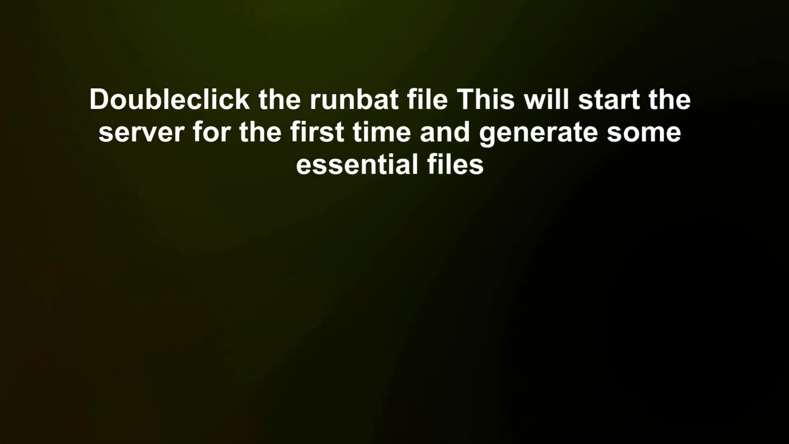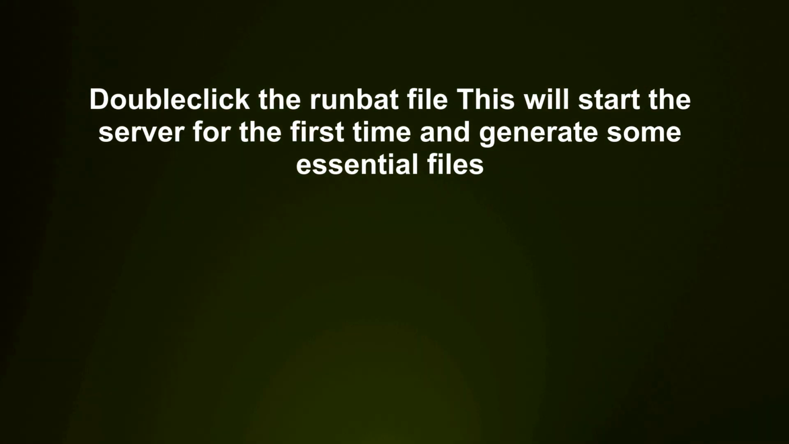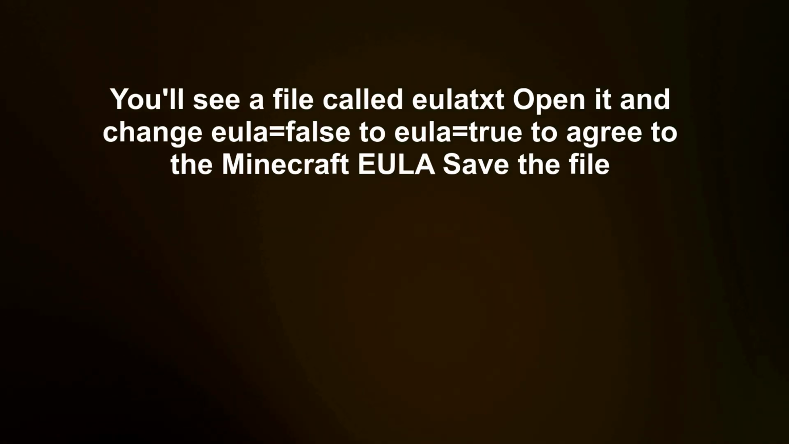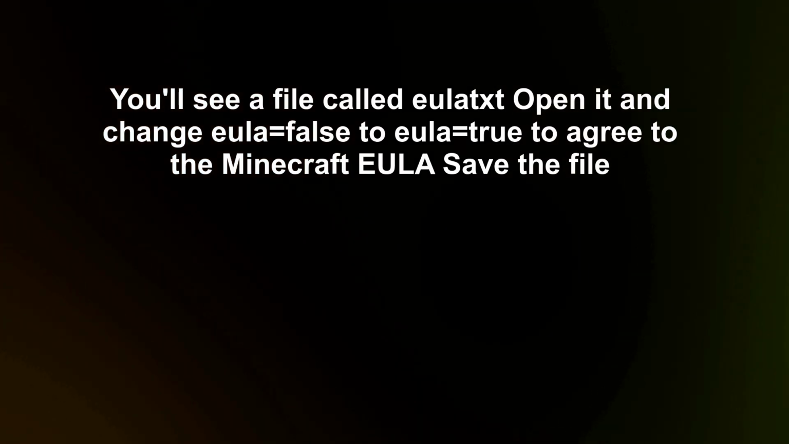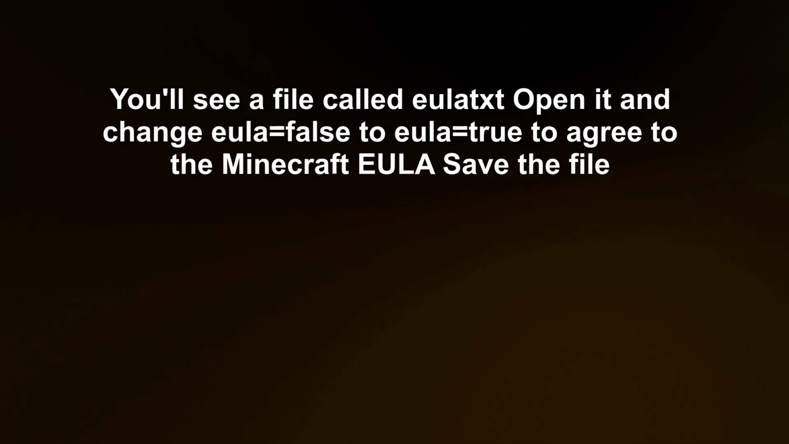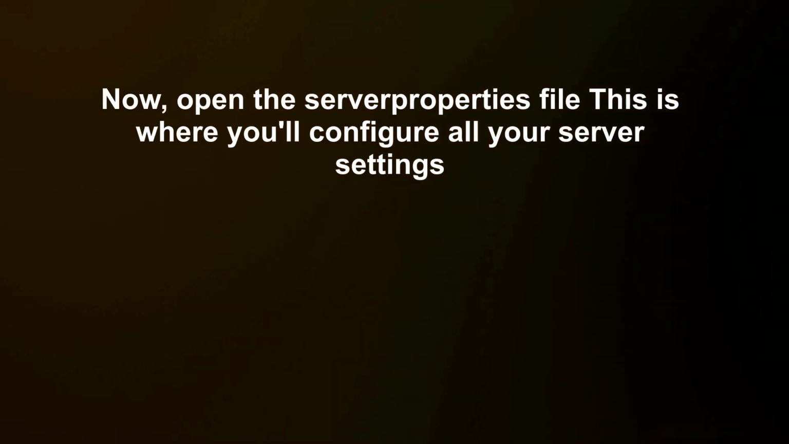Double-click the Run.bat file. This will start the server for the first time and generate some essential files. You'll see a file called EULA.txt. Open it and change eula=false to eula=true to agree to the Minecraft EULA. Save the file. Now, open the server.properties file.